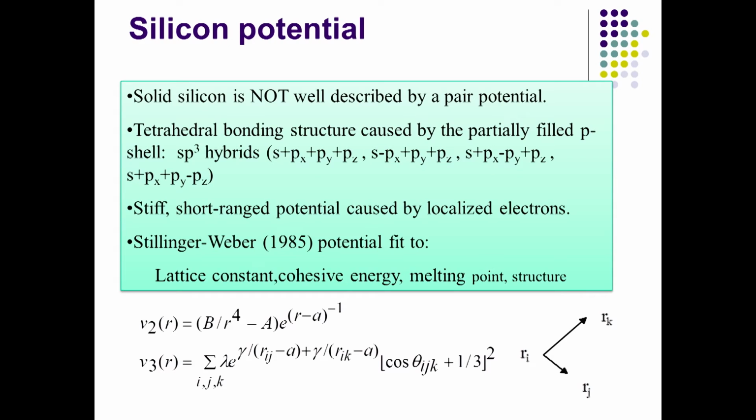So, if you look at a central atom, three dimensionally it has a tetrahedral created, and those tetrahedral angles are then calculated. So, if you look at your slide now, solid silicon is not well described by pair potential. So, obviously, we have to come up with something better than pair potential in order to look at the tetrahedral bonding structure caused by partially filled p shells.